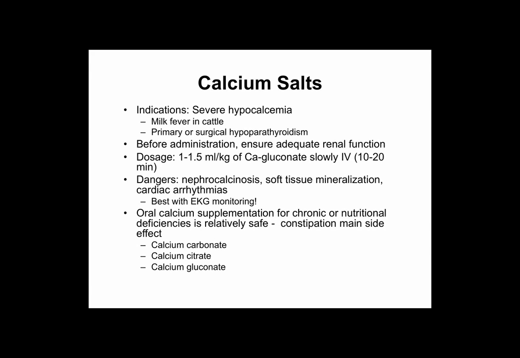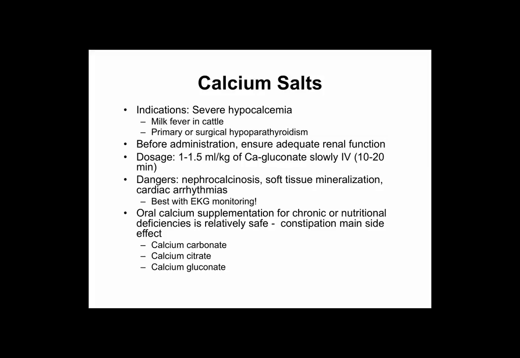Now, calcium salts can be given, and obviously the indication for this would be severe hypocalcemia. Best examples being what's called milk fever that occurs around and shortly after parturition in dairy cattle, and primary hypoparathyroidism, which means PTH deficiency, or surgical hypoparathyroidism, which we can see, for instance, when we thyroidectomize a cat and we've damaged or removed the parathyroid glands. We may need to give calcium.